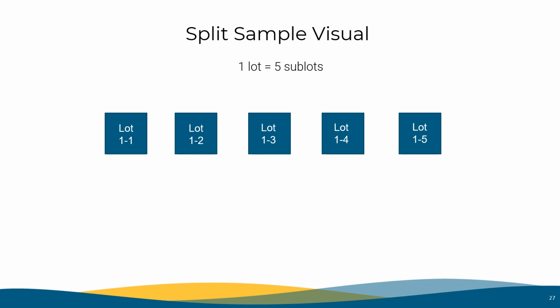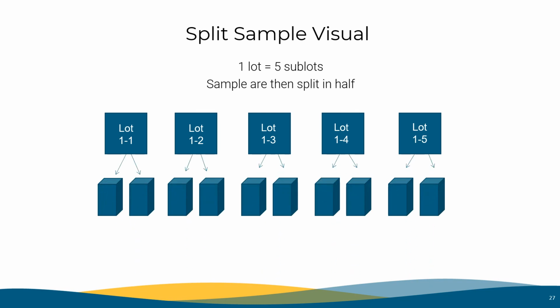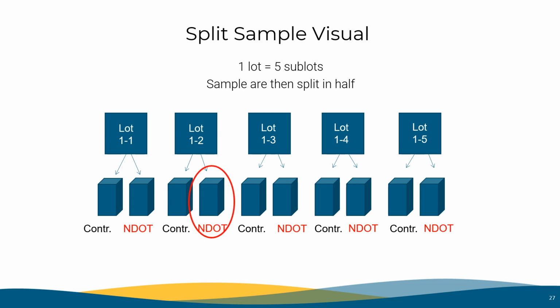Each of the sublot samples, 1-1 through 1-5, are then split into 2 identical samples, one for the contractor and one for the NDOT. The NDOT keeps all 5 of their samples in secured custody. Then one of those samples is selected randomly from the random sampling schedule. Let's say sample 1-2.